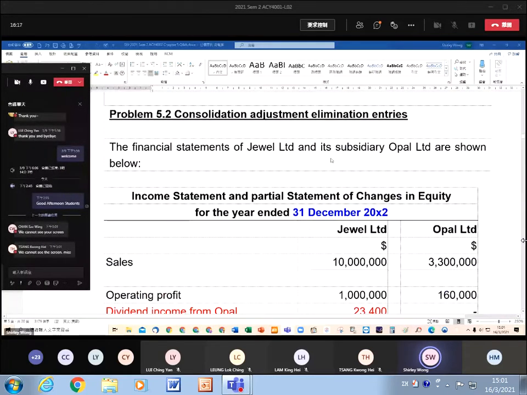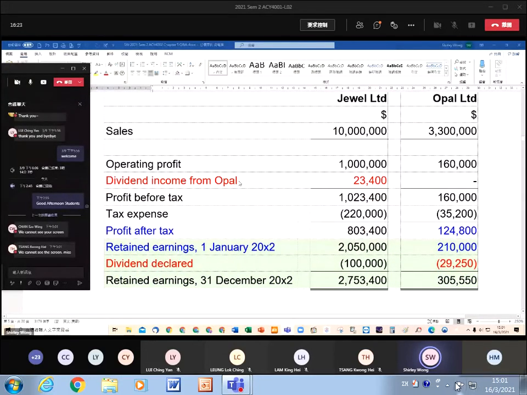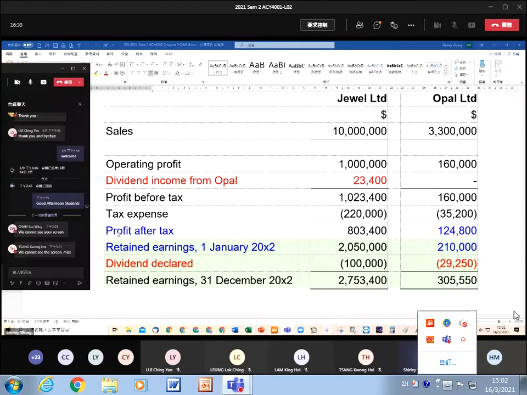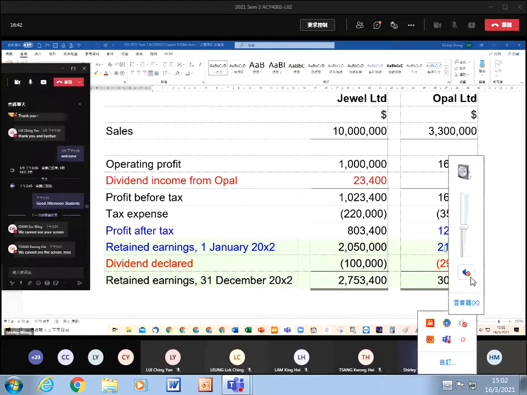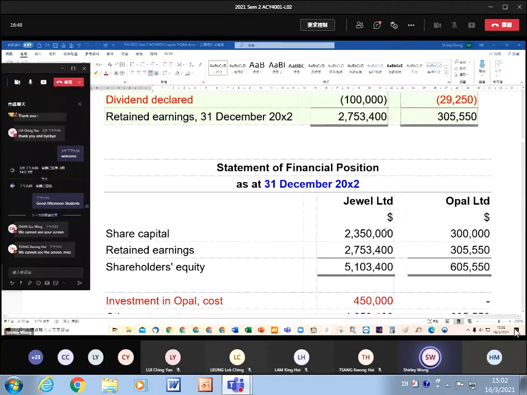So, problem 5.2. First of all, it gives you the income statement. From the income statement, we'll find the dividend income from the subsidiaries and also the dividend declared by the subsidiaries. The second figure we need to highlight, remember, is profit after tax. We'll share the profit after tax from the subsidiaries and then share this to the NCI. And then we have the retained earnings. This retained earnings, we will calculate the post-acquisition retained profit and then share back to the NCI. They give you the statement of financial position.